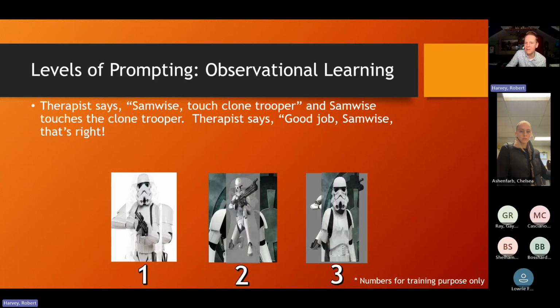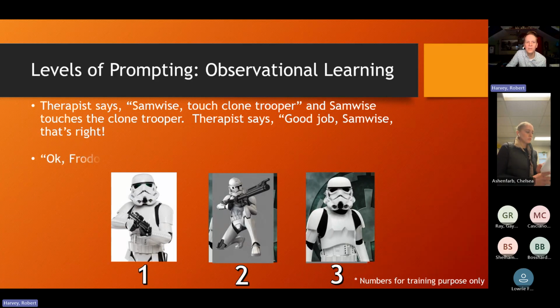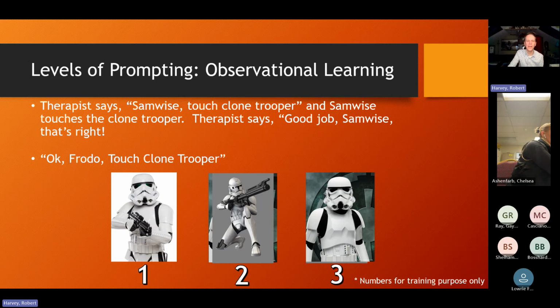And then I maybe change the field, or maybe I don't. And then I say, okay, Frodo, that's my learner in this case. Touch clone trooper. Okay, so observational learning is very much like when we talk about demonstrating the contingency.